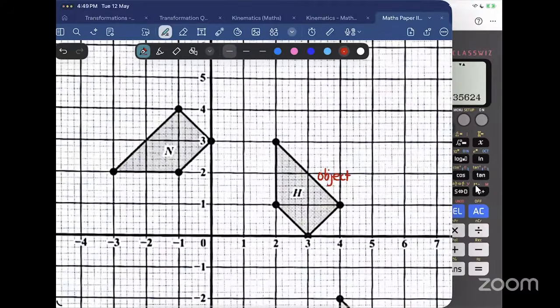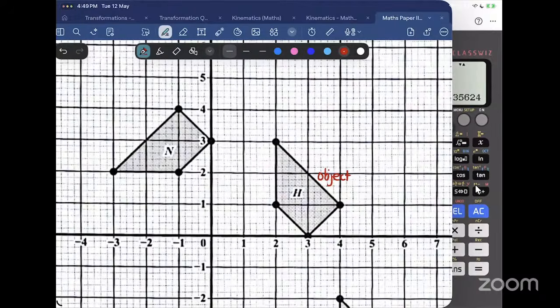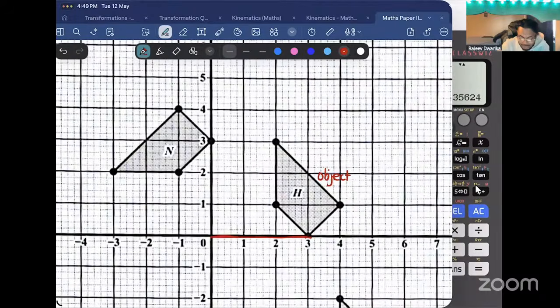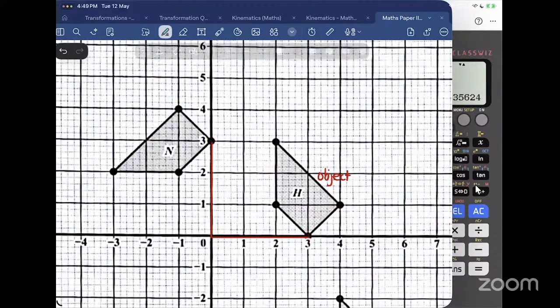A rotation of 90 degrees anti-clockwise about the point 0, 0. If you want to see it, you could connect corresponding points back to the origin. Wouldn't this and this be corresponding points? Can you guys see the rotation?